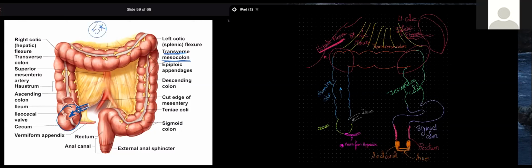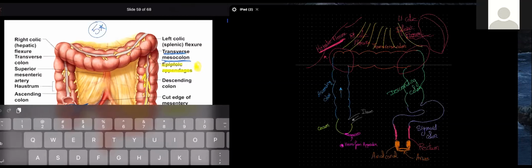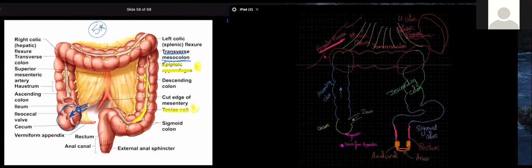Much less important structures for us would be the epiploic appendages. Those are protrusions to the outside of the colon. And you see on here, this is going to be my tinea coli. Those are much less important structures for us. The tinea coli and the epiploic appendages.